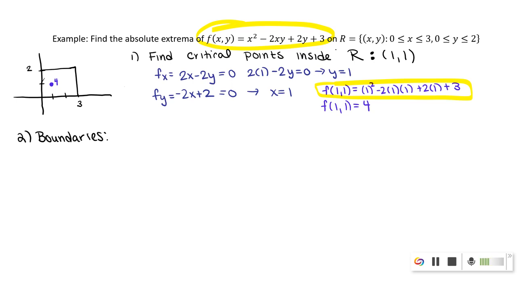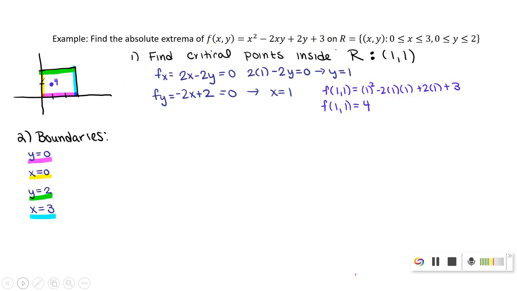Now the next thing I have to do is think about the boundaries. I have to try to find maximums and minimums along these boundaries. This particular image has a total of 4 boundaries. The line y equals 0, I've colored in purple, x equals 0 in yellow, the line y equals 2, and the line x equals 3. So those are the 4 different boundaries I'm going to analyze, and I'm going to try to find my critical points on my boundaries. Let's start with the boundary y equals 0.